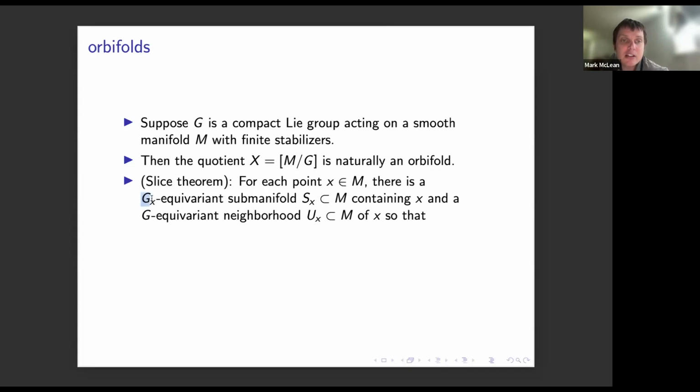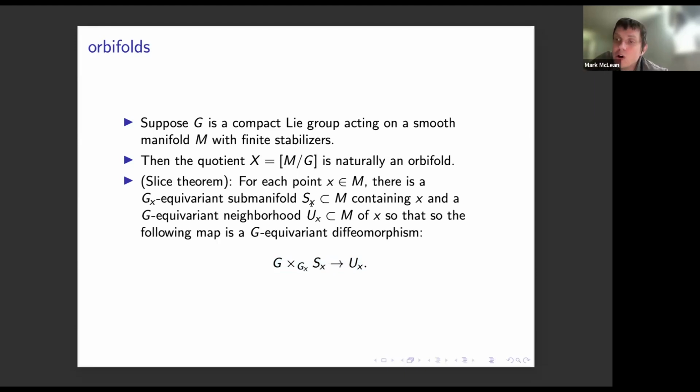For each point x in our manifold, you have some submanifold S_x which is equivariant under the stabilizer group G_x of the point x, and you have a G-equivariant neighborhood of x, so that you have the following diffeomorphism. You should think of the quotient S_x mod G_x as locally modeling what M mod G looks like at the point x. So this slice theorem enables you to construct orbifold charts of this orbifold, and we'll think about orbifolds this way.